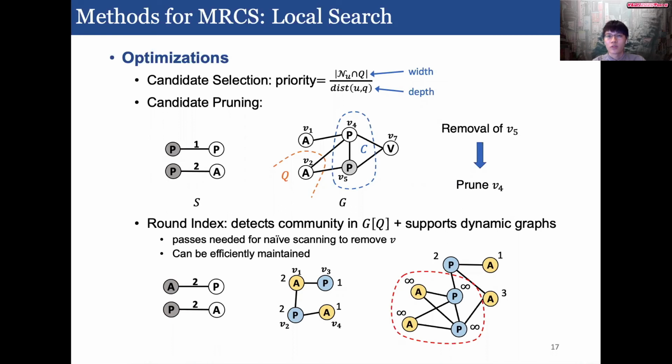Finally, we propose the round index to help check whether a community is already found. In brief, for each node, we set a round number, indicating how many passes are needed for the naive scanning approach to remove it. Then nodes in a community will all have infinite round numbers. We devise efficient algorithms to create and update this index, so it can both accelerate the local search and handle dynamic graphs.